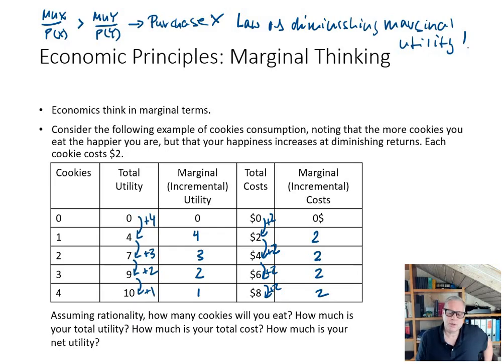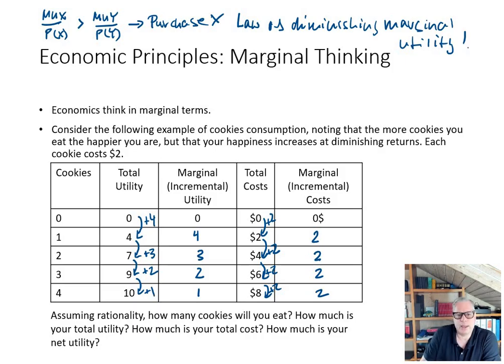Okay, so now assuming rationality, how many cookies will you eat? And how much is your total cost, and how much is your total net utility? Okay, let's do it again, similar to what we did earlier. Shall I have the first cookie?